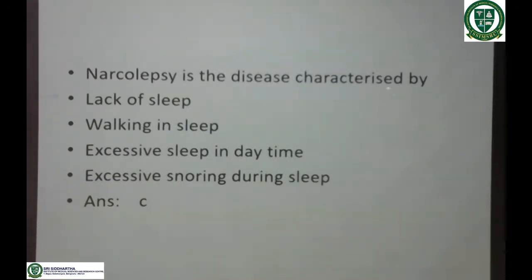Narcolepsy is a disease characterized by: lack of sleep, walking in sleep, excessive sleep in the daytime, excessive snoring during sleep. What is the answer? Narcolepsy is excessive sleep in the daytime. Walking in sleep, what do you call it? Somnambulism is walking in sleep.